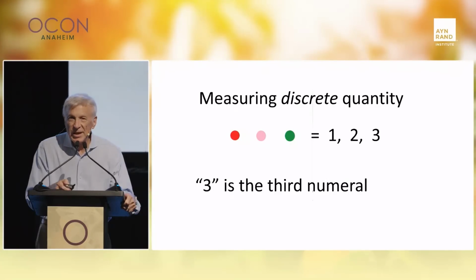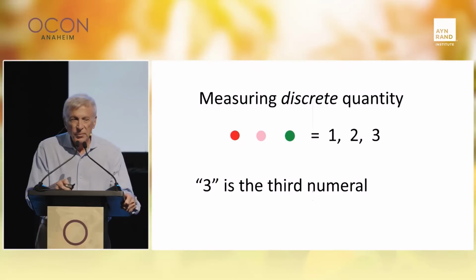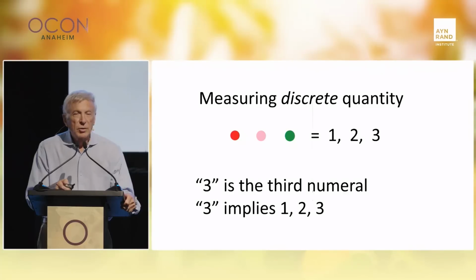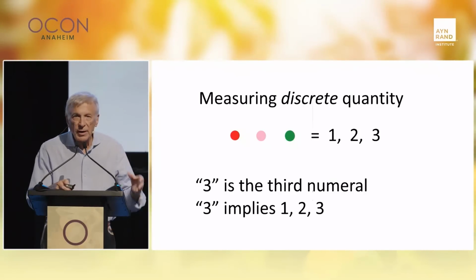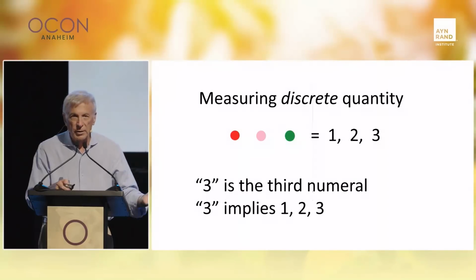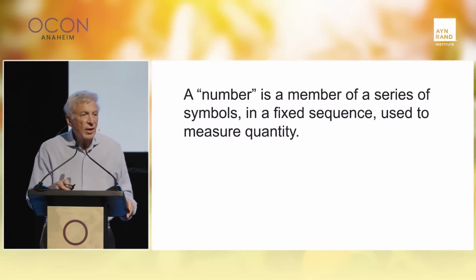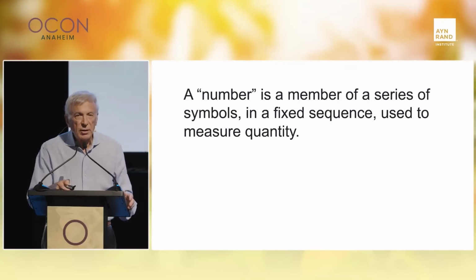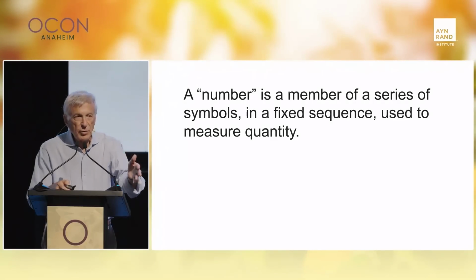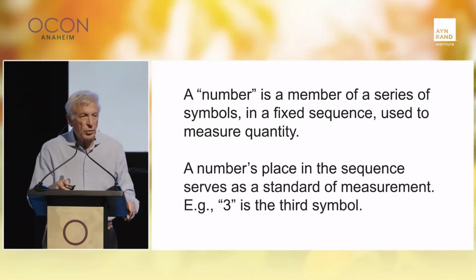Now, C, the letter C, is not the C'th letter. 3 is the third numeral. It's important because the numeral 3 implies 1, 2, 3. It contains 1, 2, 3. It's defined as the number after the number after 1. So when you say the number is 3, you are matching the things counted with the symbols, with the numerals.